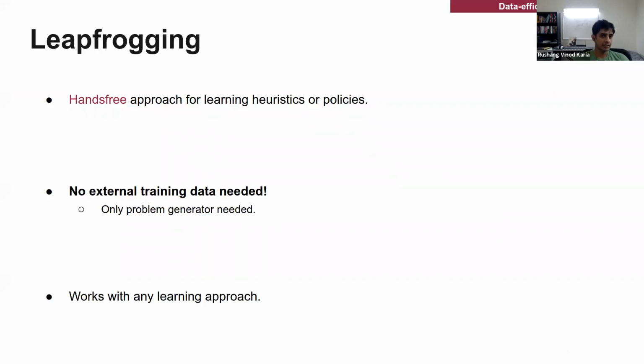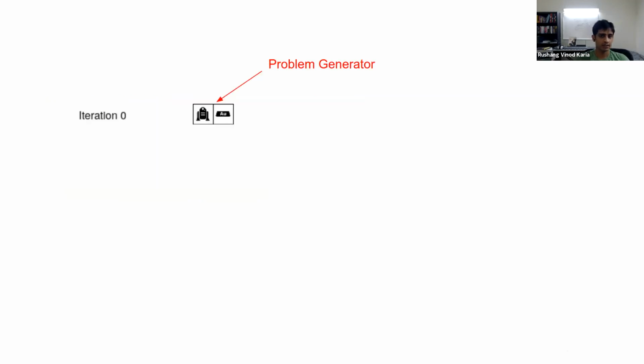So we use leapfrogging, which is a hands-free approach for learning heuristics or policies. An important characteristic of leapfrogging is that there is no external training data needed, only access to a problem generator. And we show that it works with any learning approach. So here's how leapfrogging works.